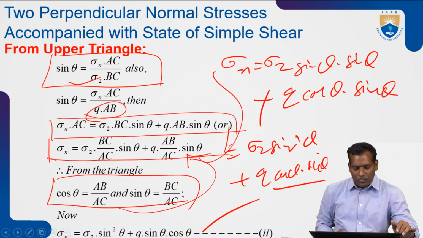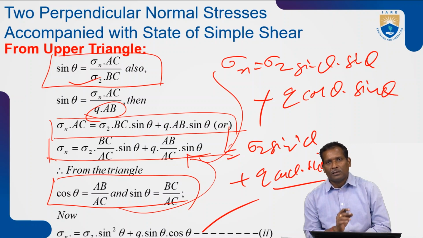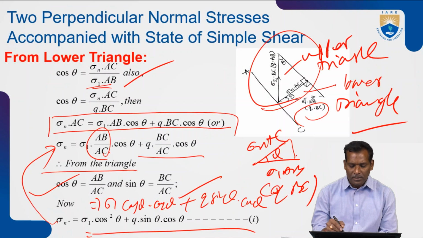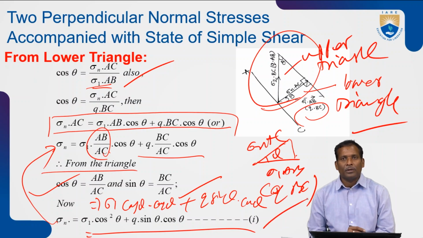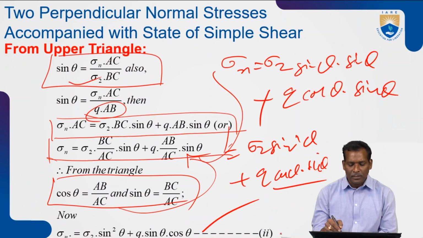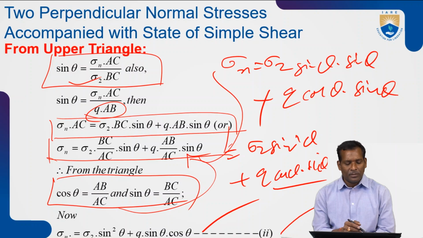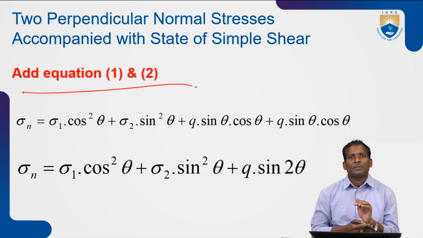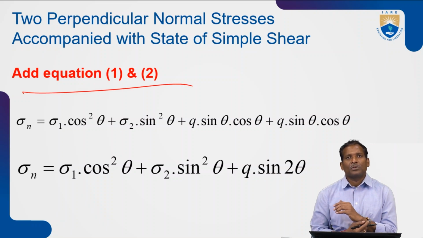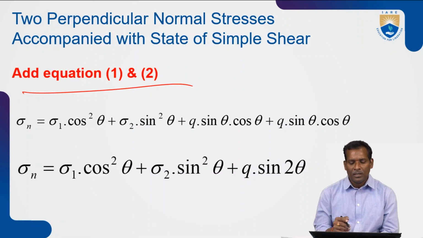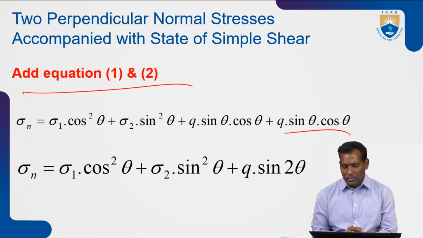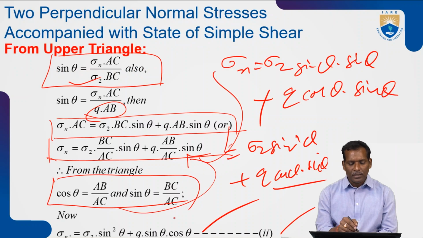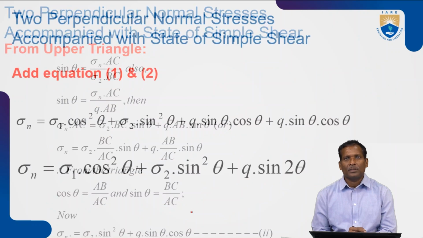Clear? So two equations have occurred. In the first equation, we took the lower triangle. For the upper triangle, we took the upper triangle to write this equation. So we have these two equations, 1 and 2. The sigma n is equal to sigma 1 cos square theta plus Q sin theta cos theta, and sigma 2 sin square theta plus Q sin theta cos theta. So in this add these two, the sigma n.